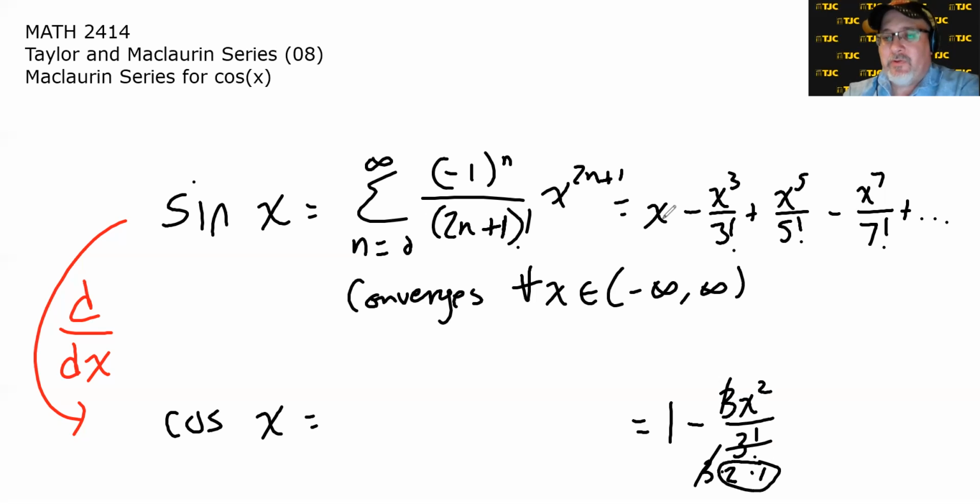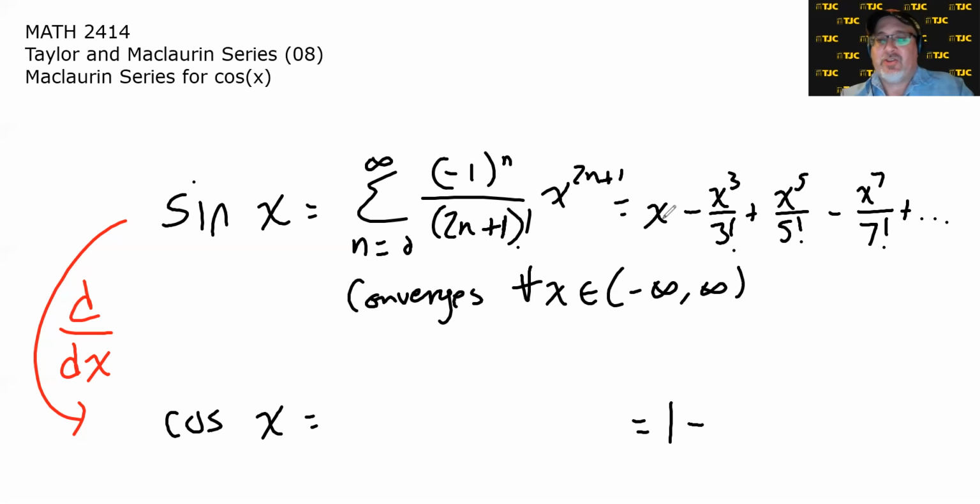And what's left over is 2 times 1, better known as 2 factorial. I think that'd be a cleaner way to write this. So instead of writing it as minus 3x squared over 3 factorial, let's just write it as minus x squared over 2 factorial.